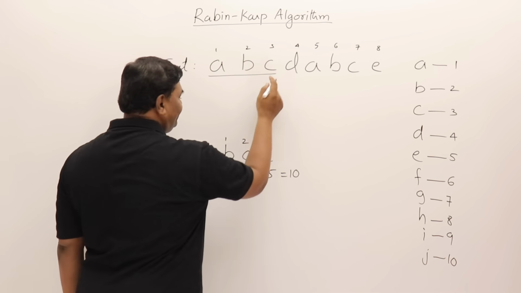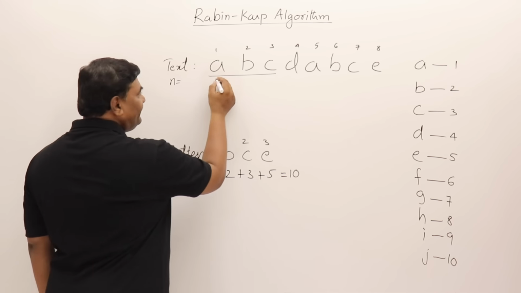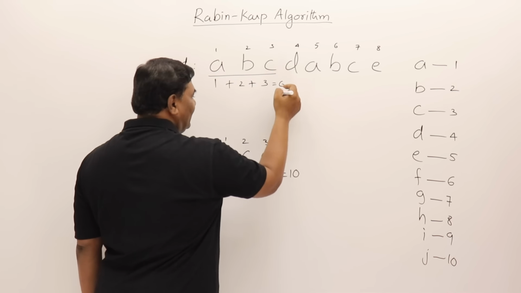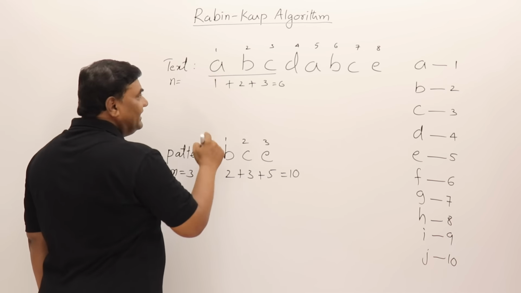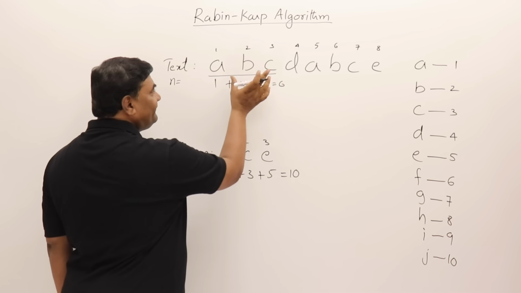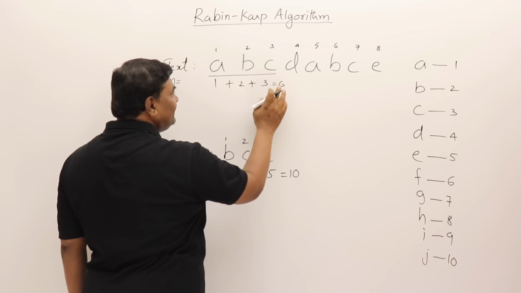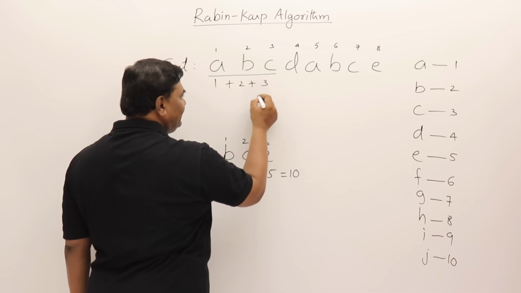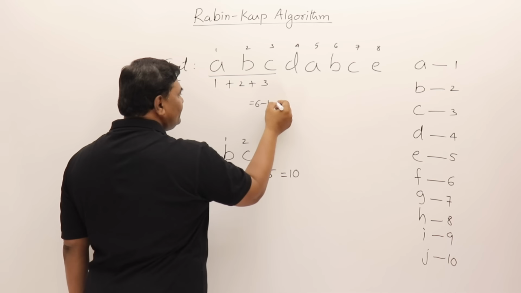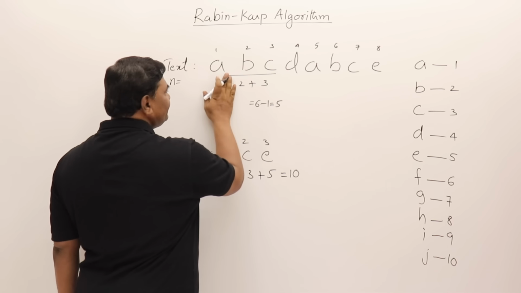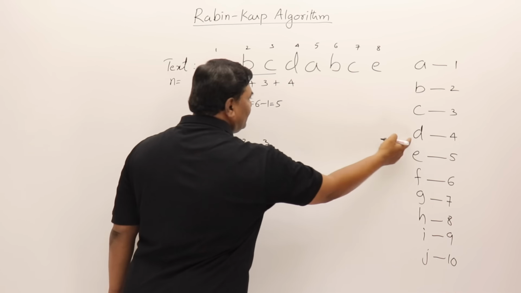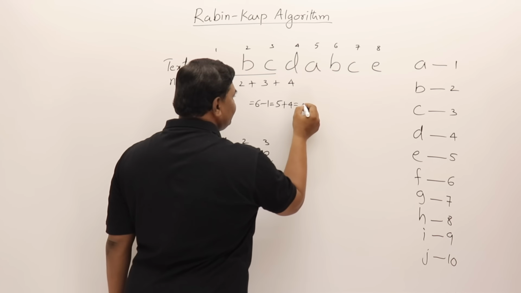So, just take first 3 alphabets because this size is 3. So, first 3 alphabets, this is 1 plus 2 plus 3. This is 6. And this is not matching with this one. Then, just slide it and get the hash code for next 3 letters. So, for that, this is 6, right? From 6, subtract this 1. So, we get 5. So, subtract this. And plus, what is the code for this? 4. Add 4. So, this is 9.